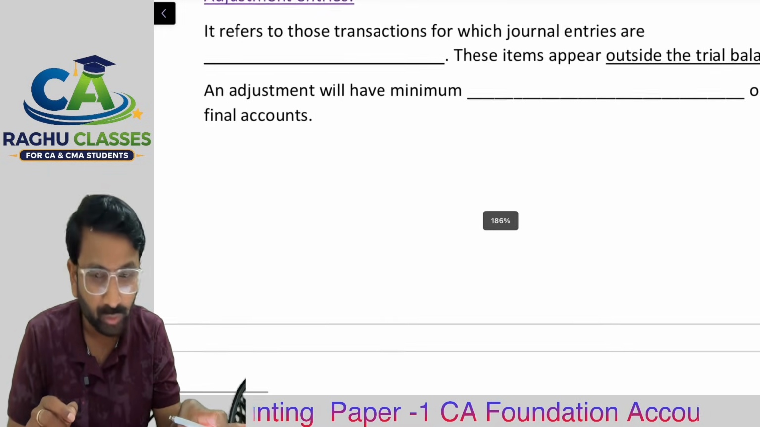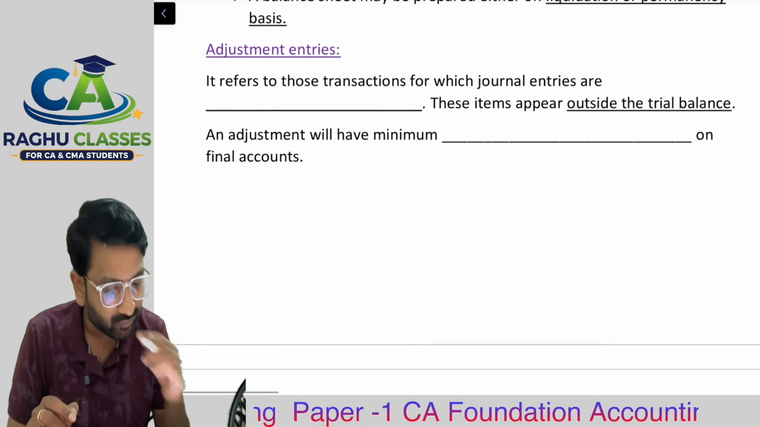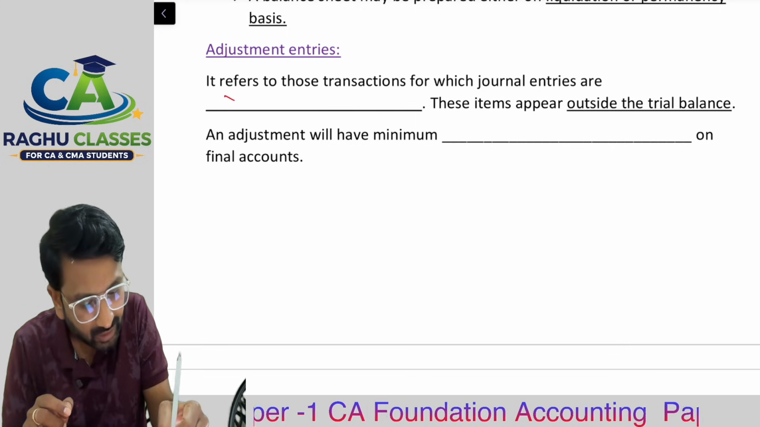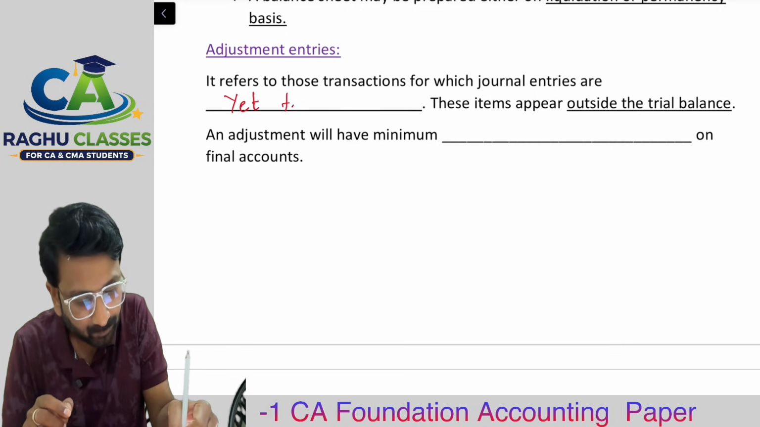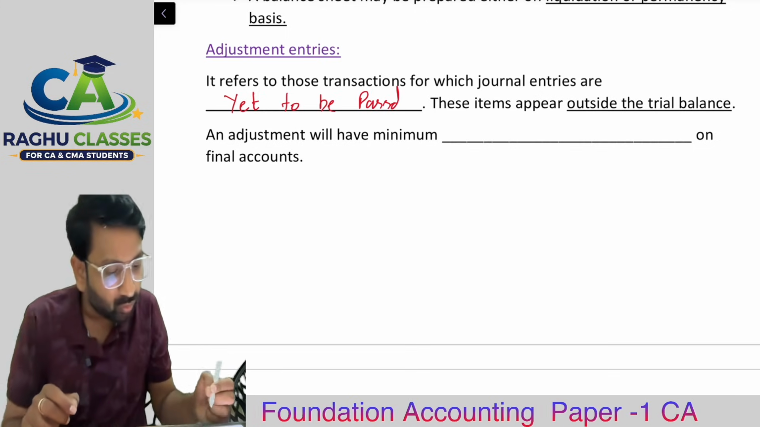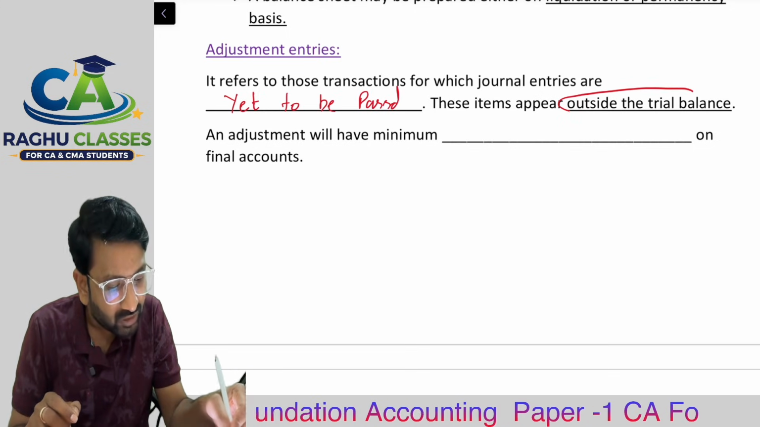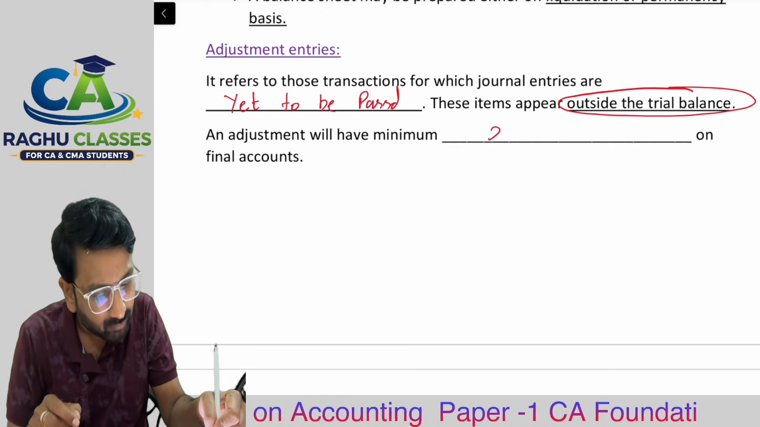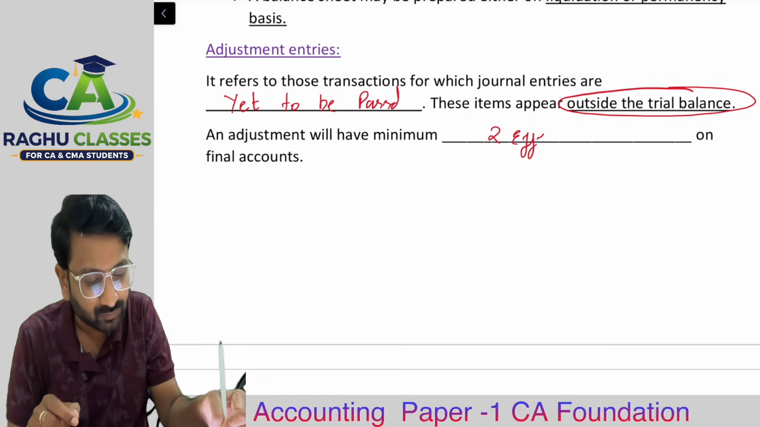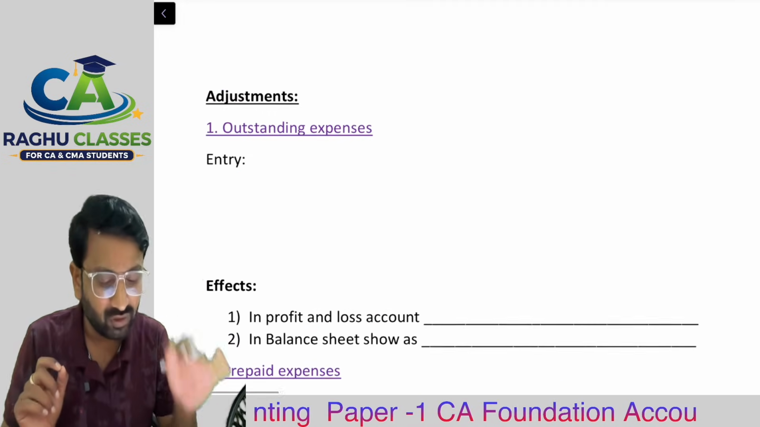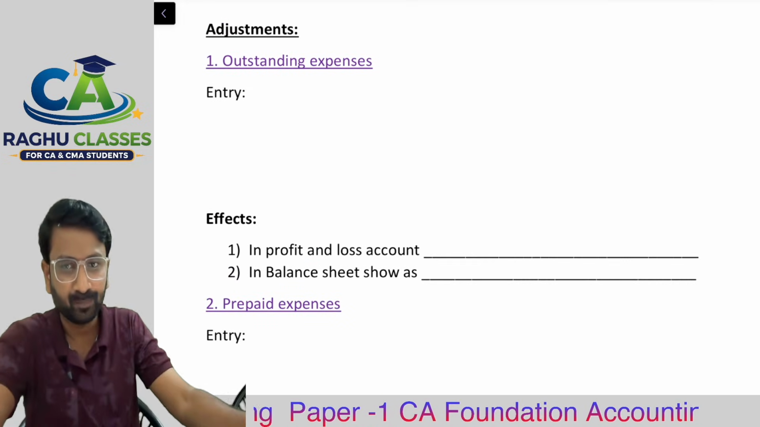As I already told you, adjustment entries refer to those transactions for which journal entries are yet to be passed. Therefore, these items normally appear outside the trial balance, and they will have minimum two effects on final accounts. Now, we'll discuss a few important adjustments.